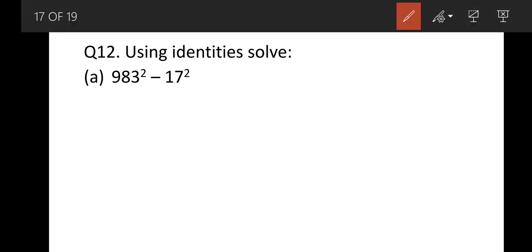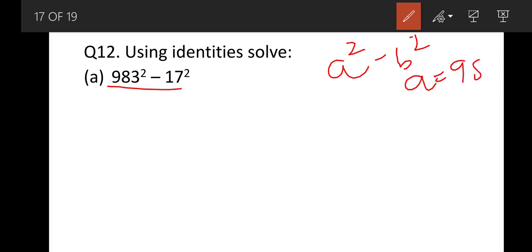Can I compare this, whatever is given to you, with this identity, that is a square minus b square? Yes, definitely. Which identity is this? This is identity number 3. We will be using identity number 3 where A is 983, B is 17.